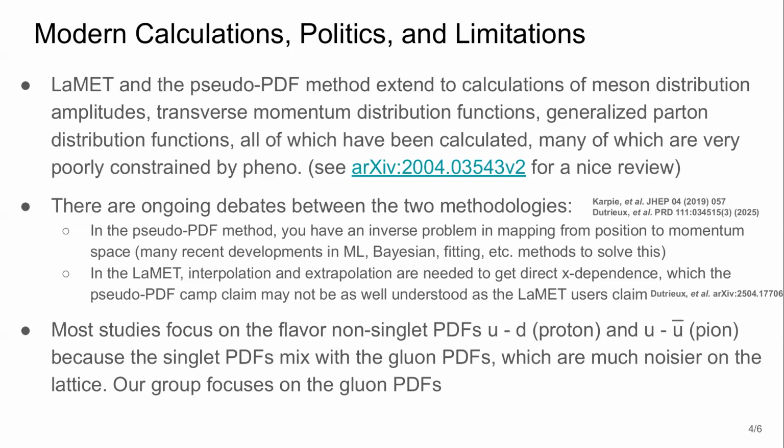Most studies focus on flavor non-singlet PDFs, for example, the up minus the down for the proton, and the valence quark PDFs for the pion. This is because singlet PDF matrix elements mix with gluon PDF matrix elements, which are a lot noisier and can dominate the signal and make everything really noisy. Our group here at MSU focuses mostly on the gluon PDF.